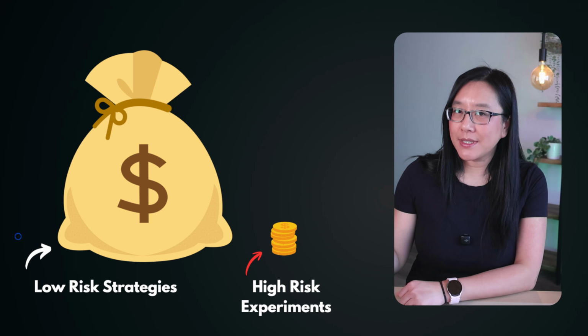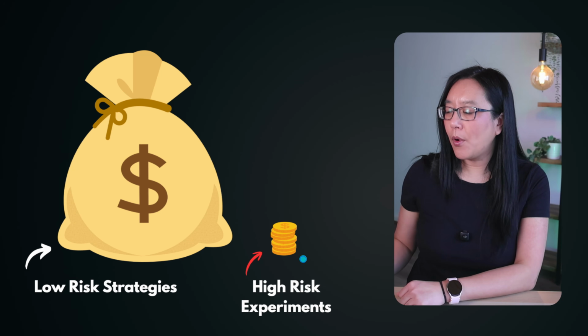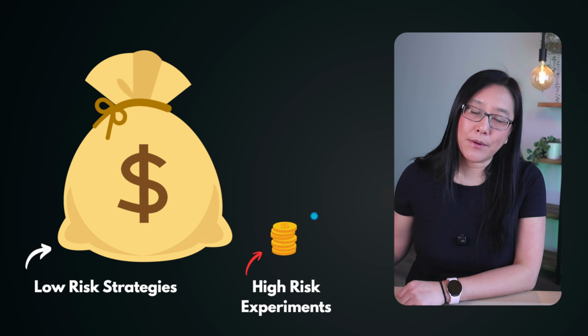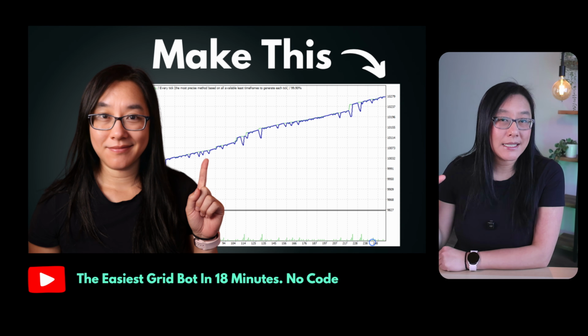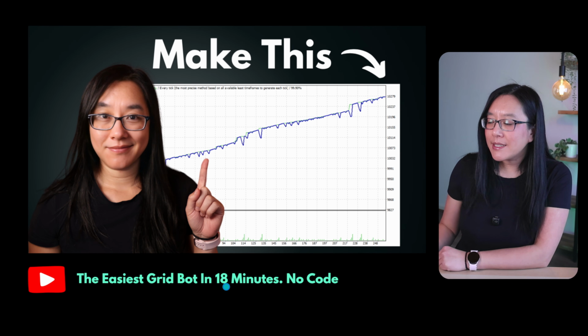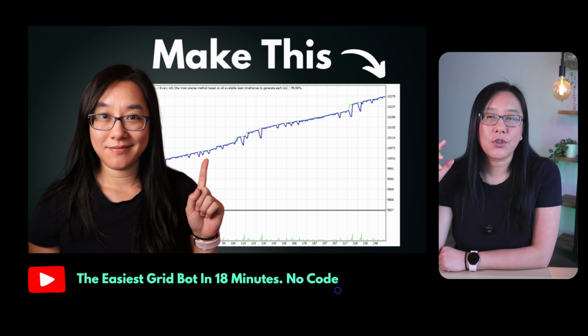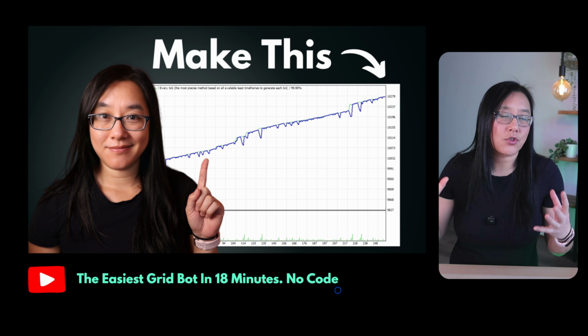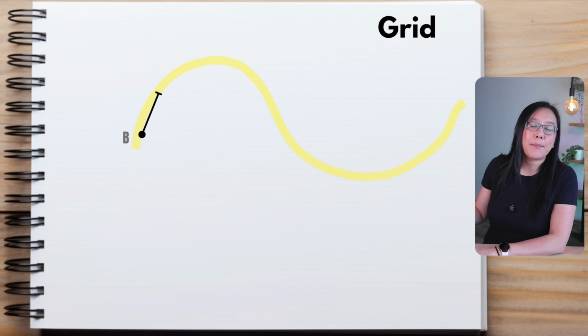So what I personally do is I have most of my money in low risk trading strategies and a tiny portion I use on high risk experiments like grid martingale expert advisors. This video is actually a continuation of a previous video I made on my channel called The Easiest Grid Bot in 18 Minutes. No code, because in that video I showed you how to make a basic structure of a grid martingale expert advisor. Just a quick recap on what a grid martingale expert advisor is.